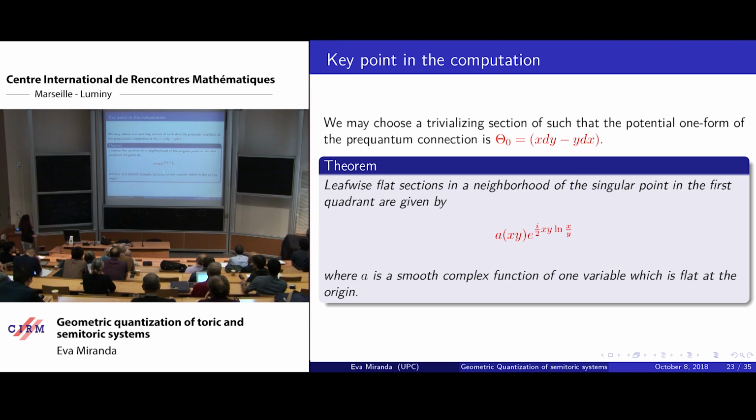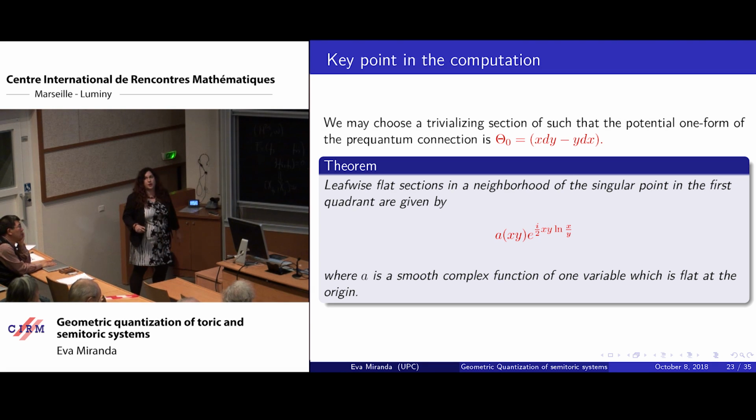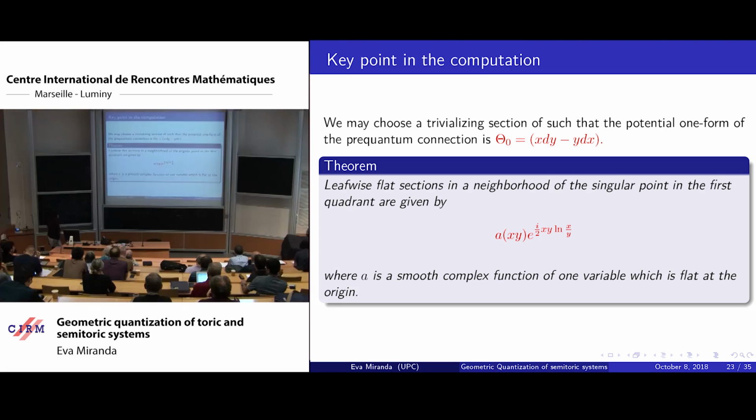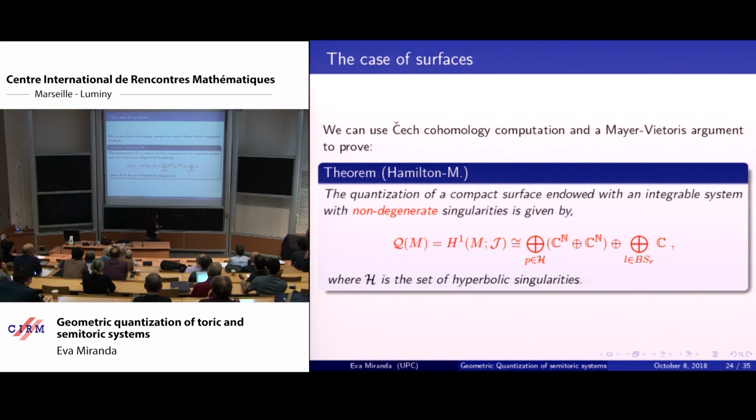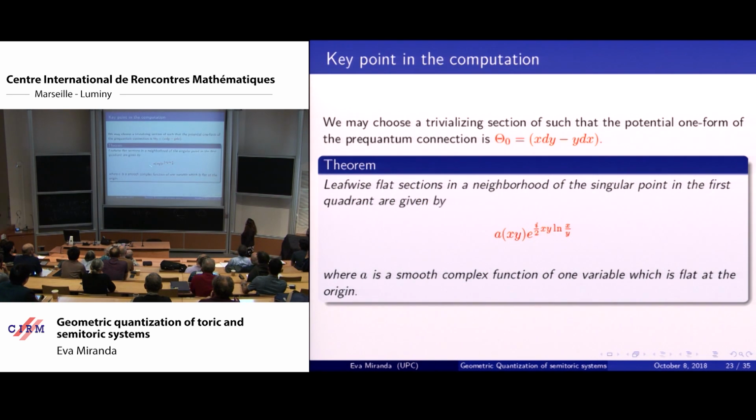So the solutions, I mean, and this is smooth because this is flat, so this is a smooth flat section. So we get non-vanishing flat sections at the origin. This is an interesting thing because this shows up in the final result. So essentially, this is the key point of the computation, that you have non-vanishing flat sections at the origin.